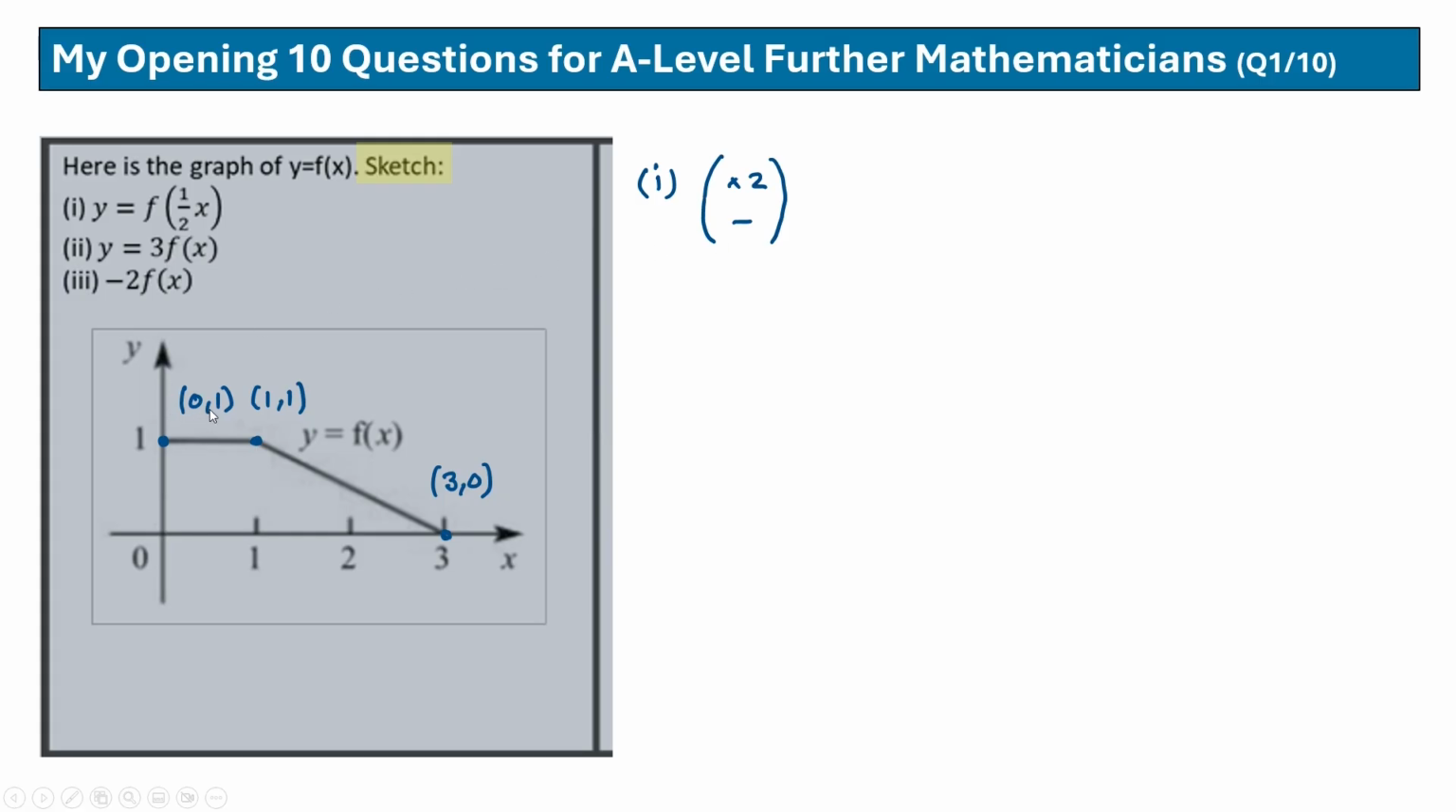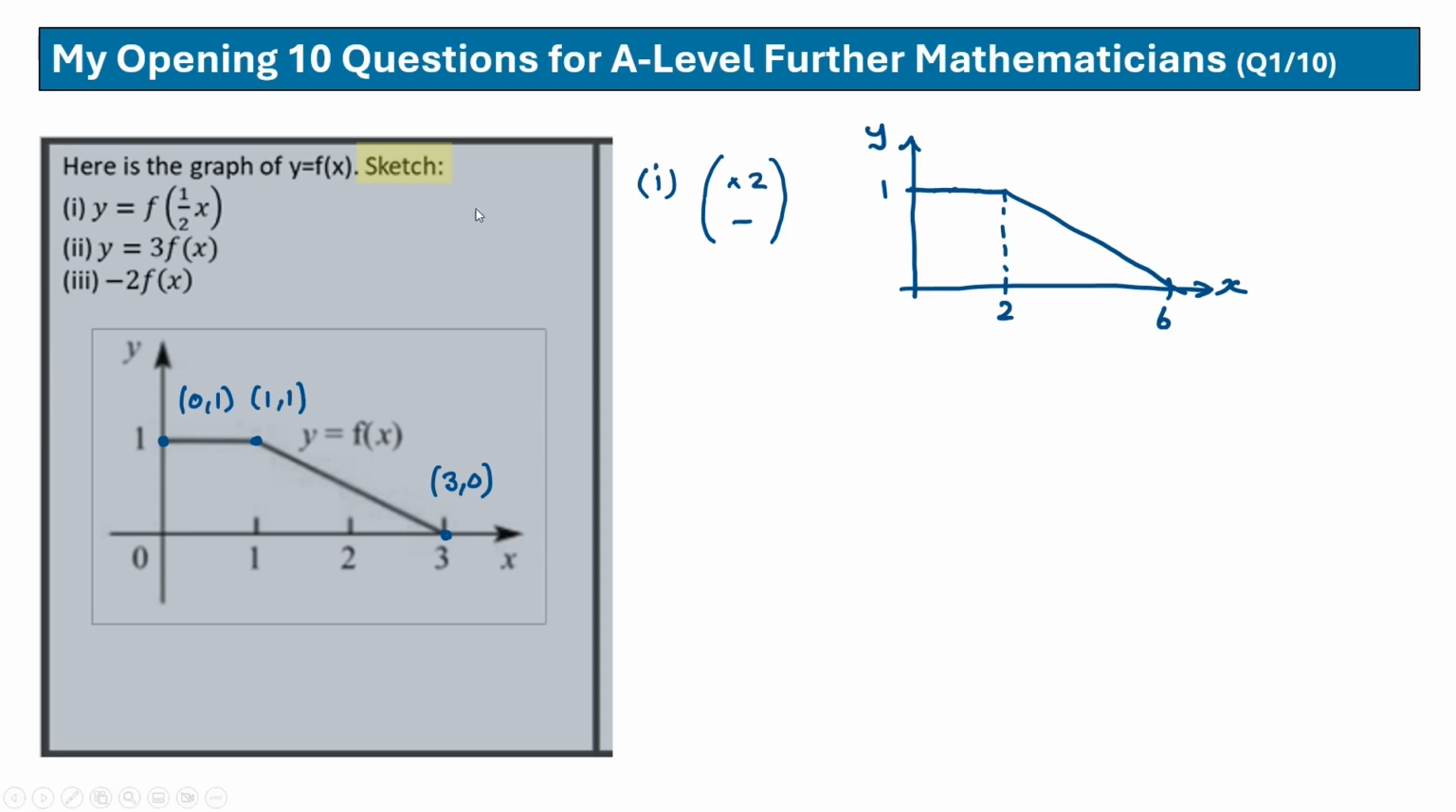So 0 times 2 is 0, and 1 times 2 is 2, and 3 times 2 is 6. And the y values stay all the same. So that's going to give me this shape here. Notably, the same shape, just stretched in the x direction, which is the definition of this transformation. First one done. Next one.